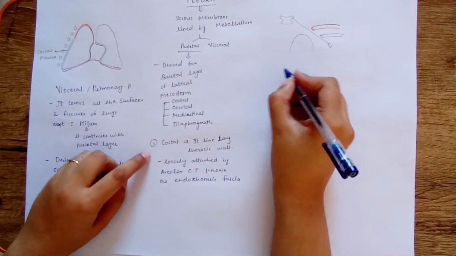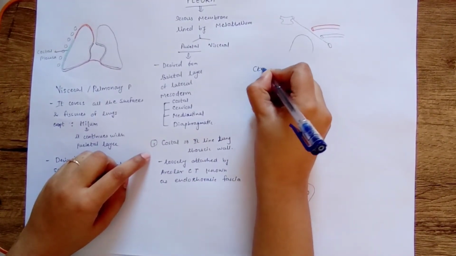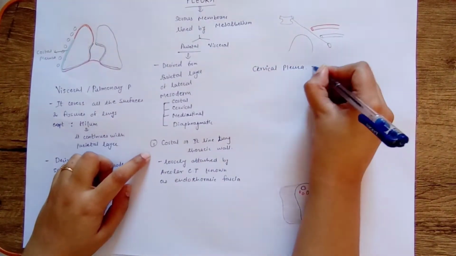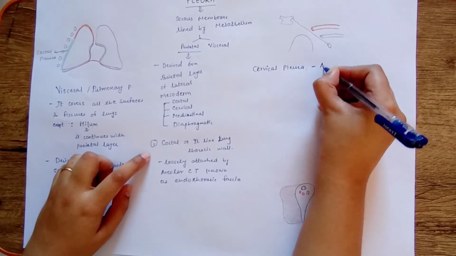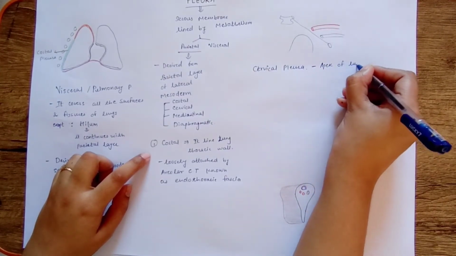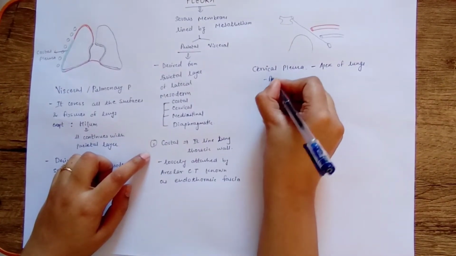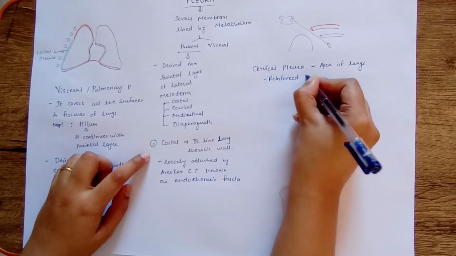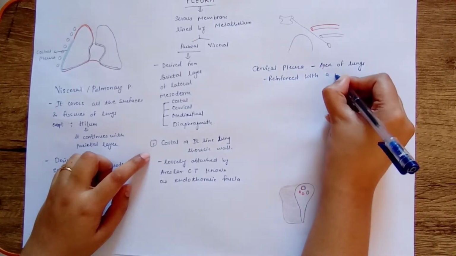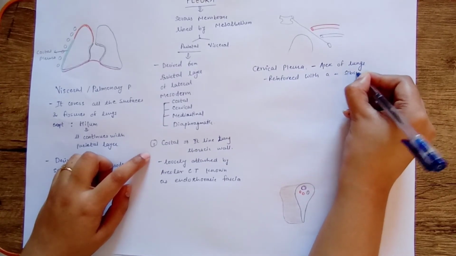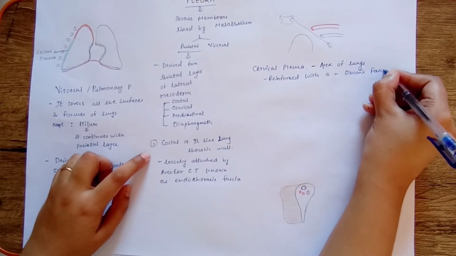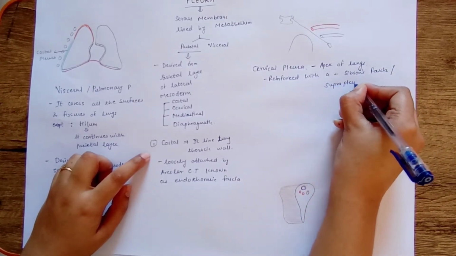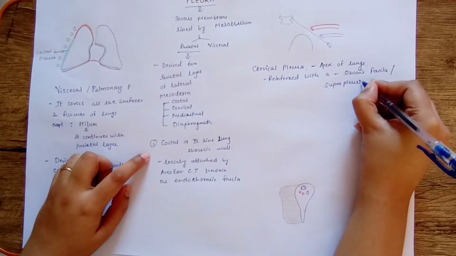Then we'll discuss cervical pleura. Cervical pleura lines the lungs at the apex. It lines the apex of the lungs. It is reinforced with a membrane called Sibson's fascia, or suprapleural membrane.